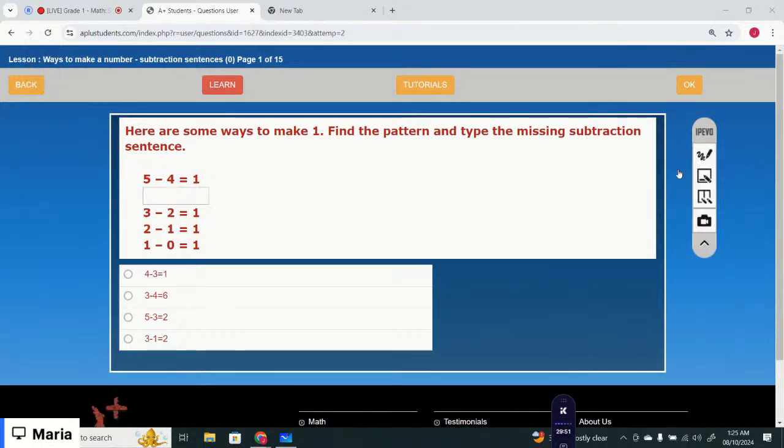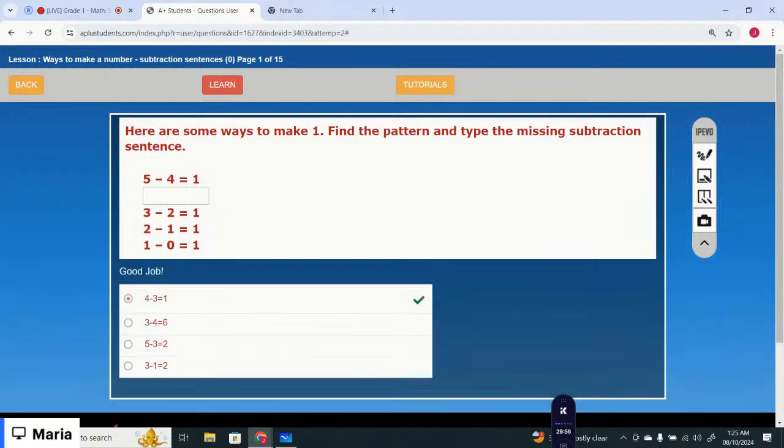That is 4 take away 3 equals 1. Option number 1 is the correct option.